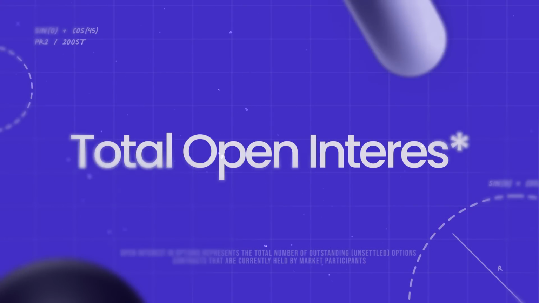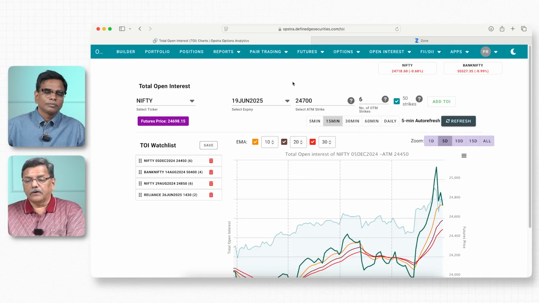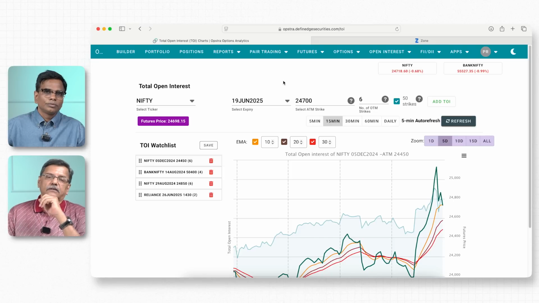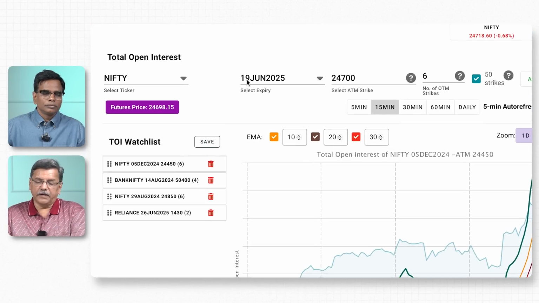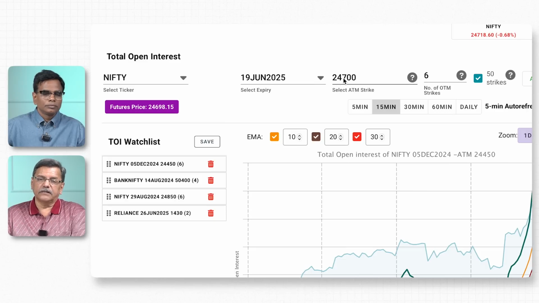Yes. So the next feature under the open interest tab is total open interest. Now the name is a bit misleading. It is not total open interest. If you see here, Nifty, the expiry is given and then the strike price is given, which typically at the starting of the day is the at the money strike price at about 9:30 a.m. And then this says 6.